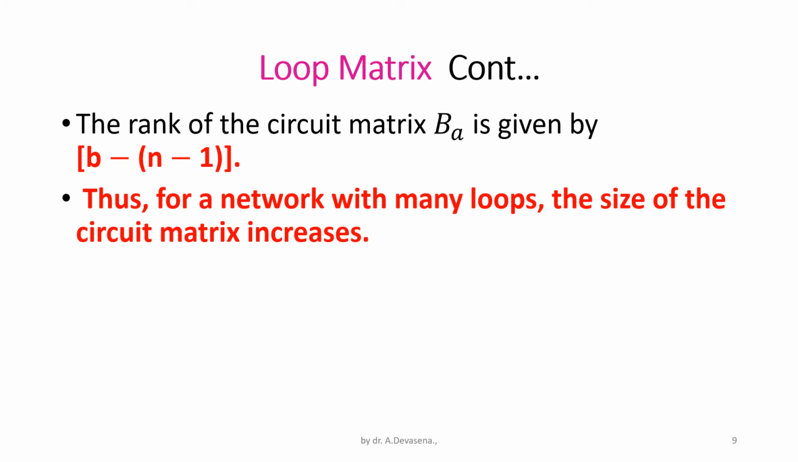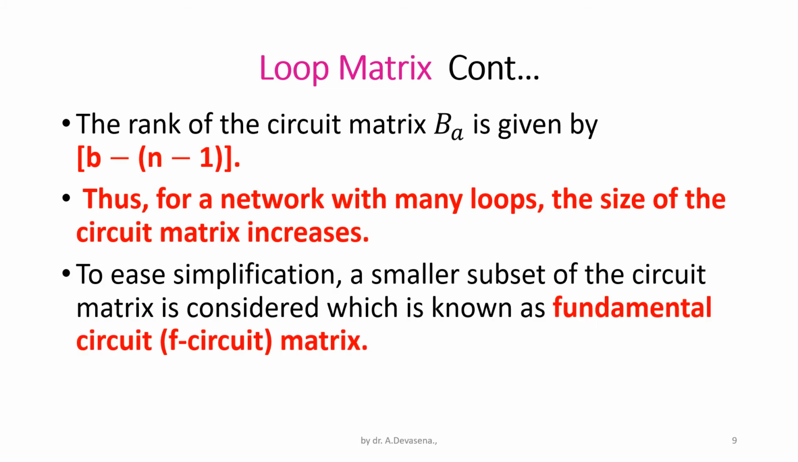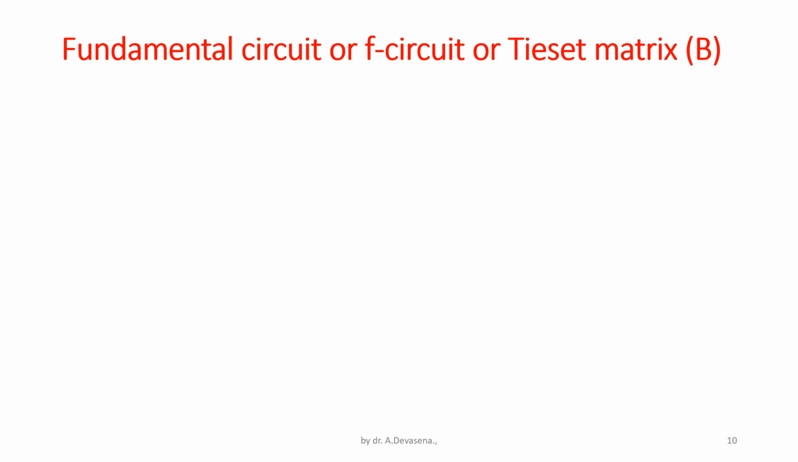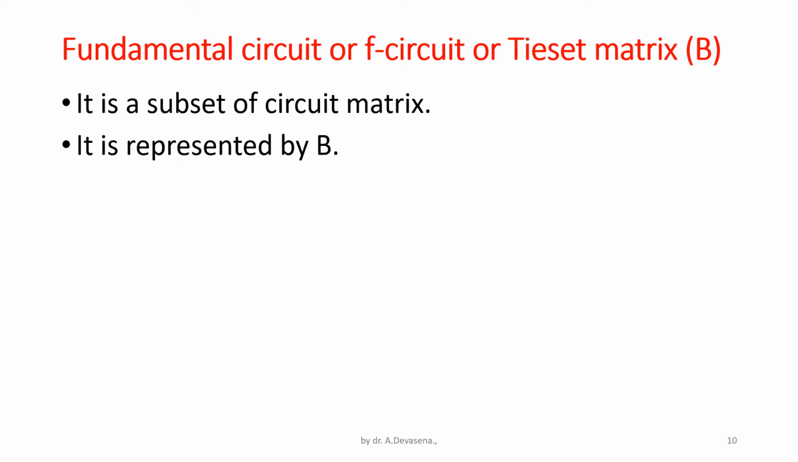Thus, for a network with many loops, the size of the circuit matrix increases. To ease simplification, a smaller subset of the circuit matrix is considered, which is known as the fundamental circuit matrix, that is F circuit matrix. Fundamental circuit or F circuit or tie-set matrix, capital B. It is a subset of circuit matrix. It is represented by capital B.